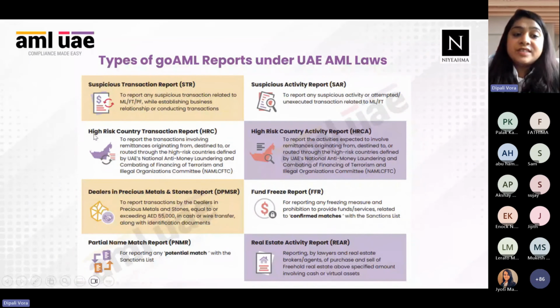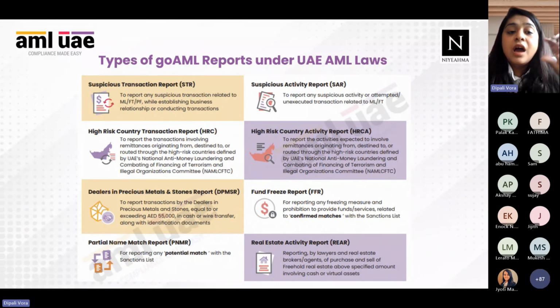Then comes high risk country transaction report, high risk country activity report. Now, high risk country activity report is to be filed in case you are expecting some kind of remittance or you are going to send some amount to high risk countries. As per UAE law, it's Myanmar, Iran, and North Korea which are high risk countries as per the definition. So in case you are going to expect some kind of remittance or send some money with respect to these 3 countries, you are required to file an HRCA report before the activity that you're expecting.